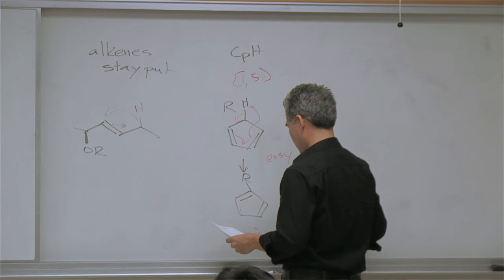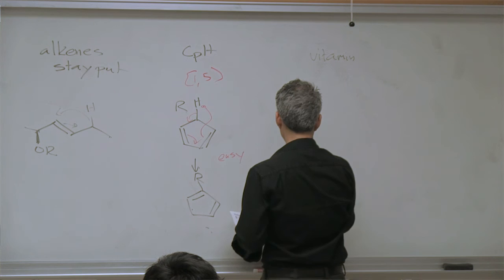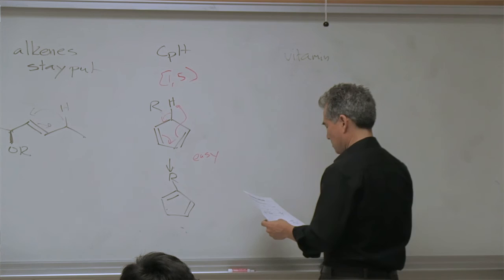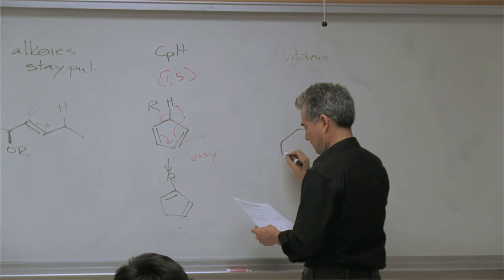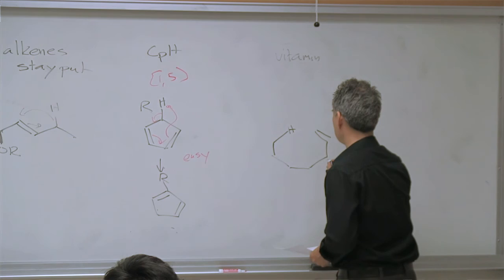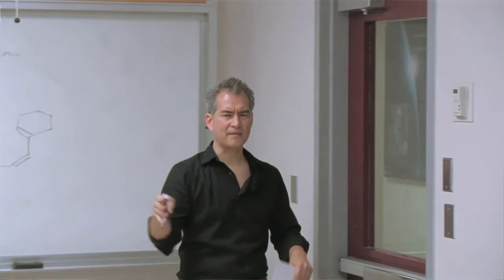I'm going to struggle here to draw out vitamin D. It turns out, and this is totally strange, that vitamin D biosynthesis involves a 1-7 shift. The easiest way to do this is to draw an 8-membered ring. So let me just draw an 8-membered ring, and I'm going to erase one of the bonds in my 8-membered ring. Here's the bond I'm going to erase up on top here. So vitamin D biosynthesis involves this kind of a 1-7 shift. I'm not going to draw all the rest of the stuff here, but it's part of a steroid-like system.